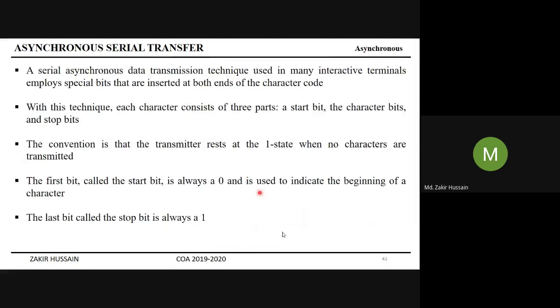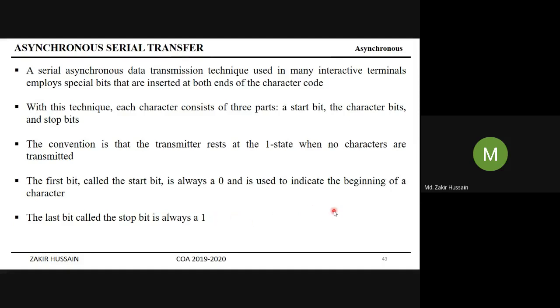So, serial asynchronous data transmission. We have seen serial may be asynchronous as well as synchronous. This we have demonstrated in the paint software. The serial asynchronous data transmission technique used in many interactive terminals employs special bits that are inserted at both ends of the character code. I was talking to you about how these devices will know. In the paint software, if you have the source and the destination here, how is the destination unit going to know in the asynchronous case? In the synchronous case, the source and destination are connected to the same clock, so no issues with that. But if asynchronous, how is it managed that all bits successfully reach?